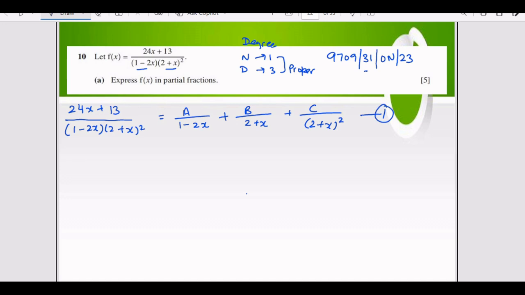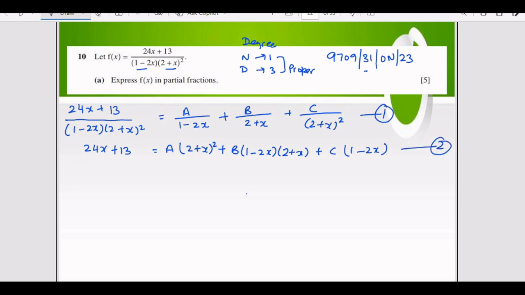Now multiply this throughout by the denominator of the left hand side. We have 24x plus 13 equals a times 2 plus x squared, then b, this is going to get cancelled, we will have 1 minus 2x and one factor will still remain there, 2 plus x, then c, the whole thing is gone, and we will have the other factor 1 minus 2x. So this is our equation number 2.